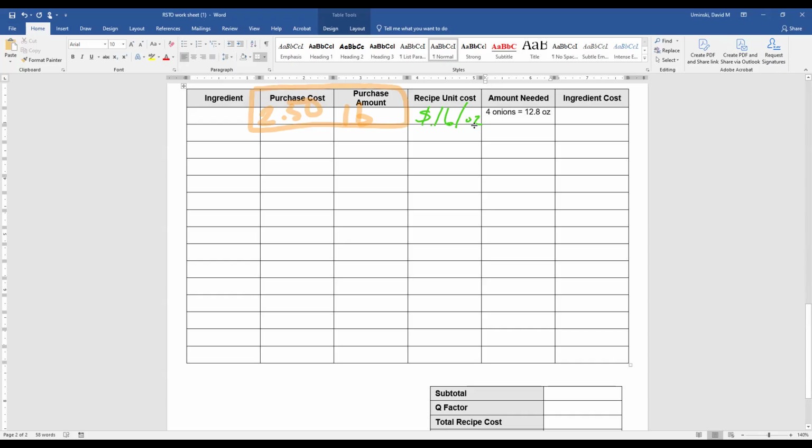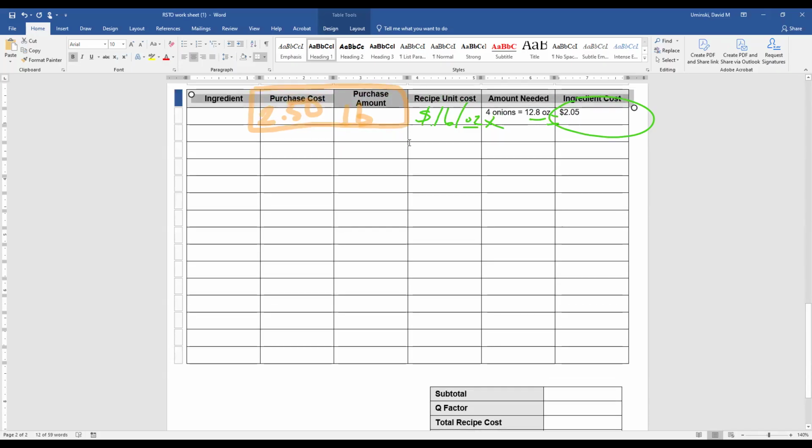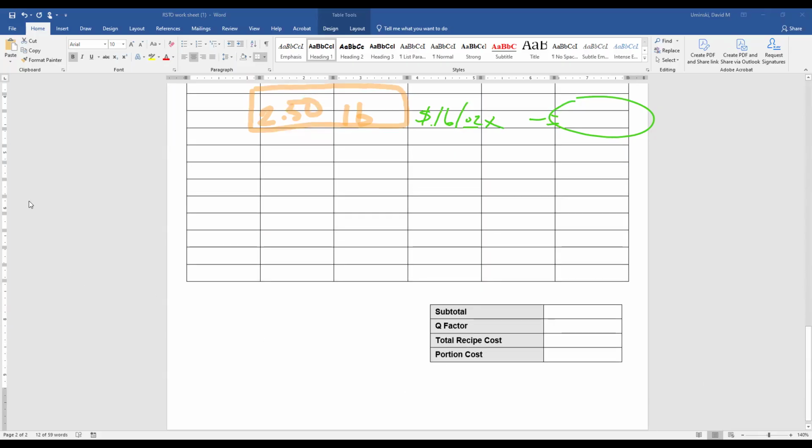And now, because these units match, ounces and ounces, I can multiply straight across and get my ingredient cost of, what was it, $2.05. And that's what I'm going to do for every single one of my ingredients. And then at the end, I'm going to add them all up. And that'll be my subtotal.